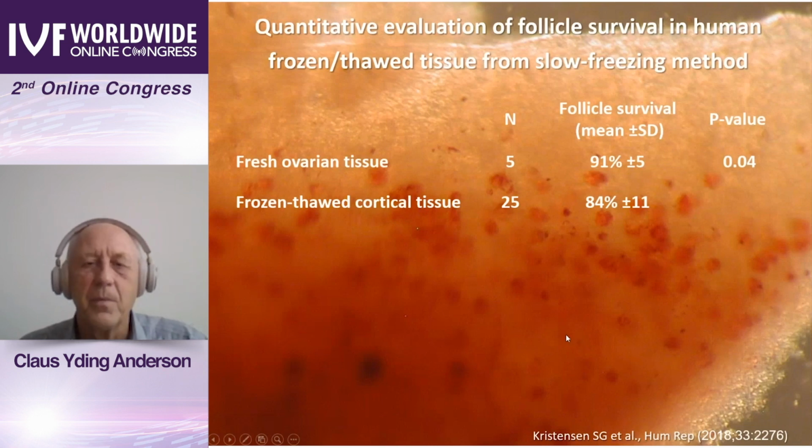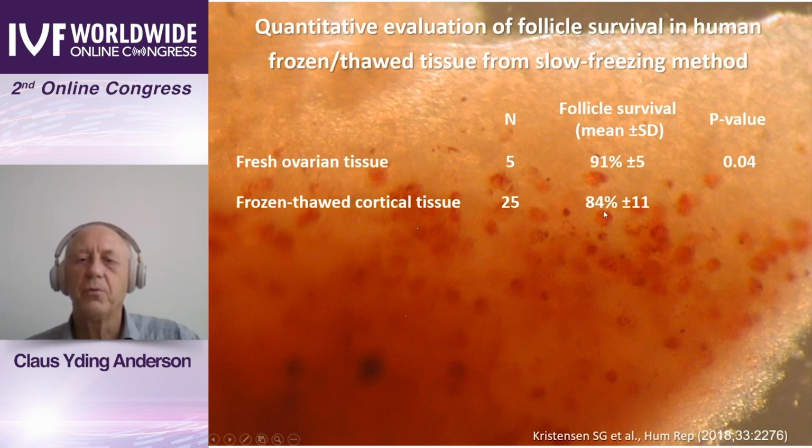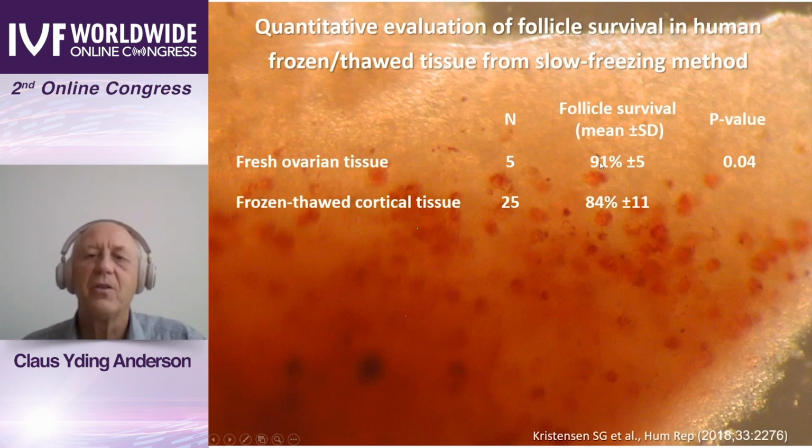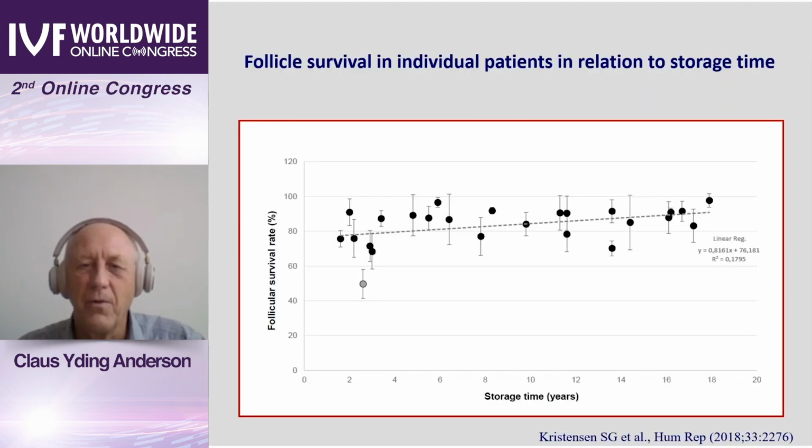And if we do this, then the fresh tissue contains around 91% viable follicles, whereas the frozen-thawed cortical tissue from slow freezing contains 84%. So there's a small reduction in viable follicles when we do slow freezing. And this is basically very good data for the slow freezing protocol, because it's not the freezing process which is damaging the pool of follicles.